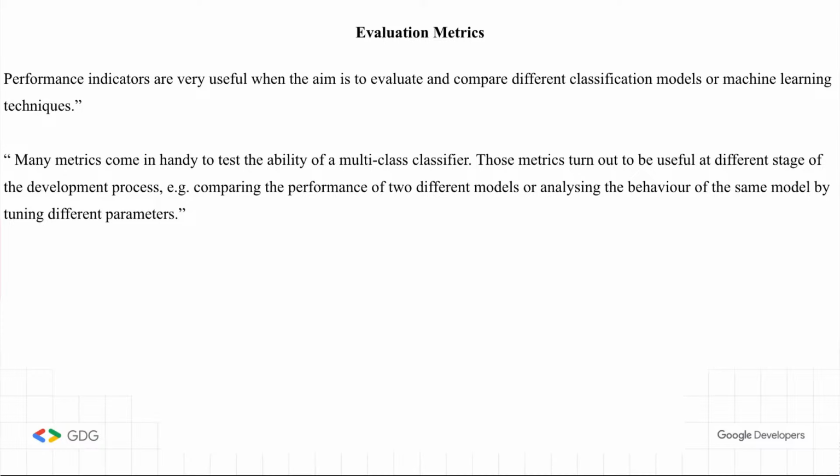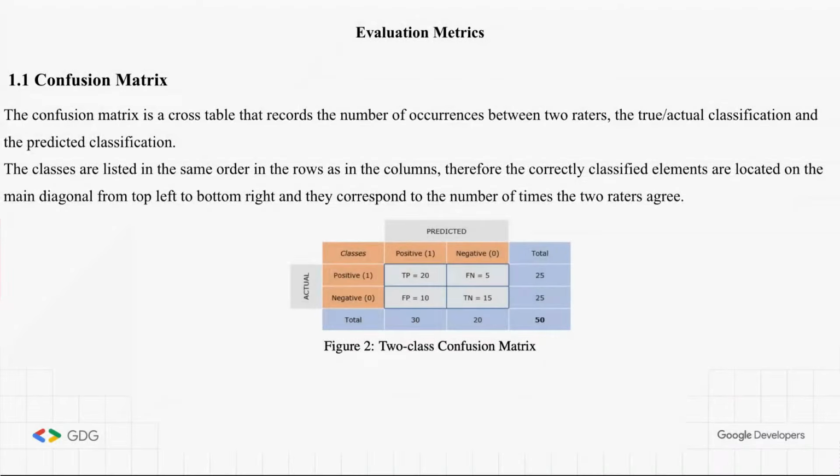Of course, for comparing the performance of two different models or analyzing the behavior of the same model by tuning different parameters. So that's the usage of the evaluation metrics. We have cited some of the evaluation metrics, especially those for classification. So we have the confusion matrix.